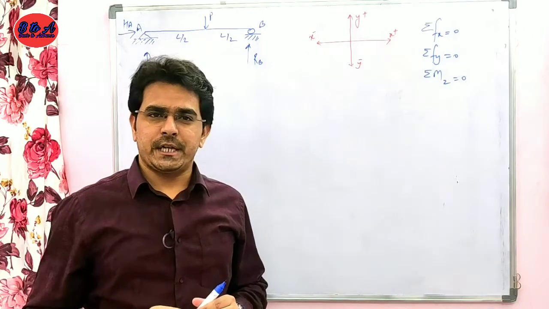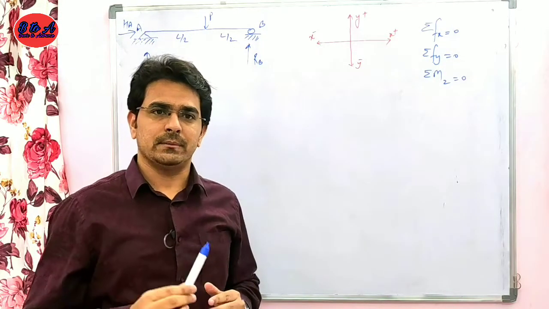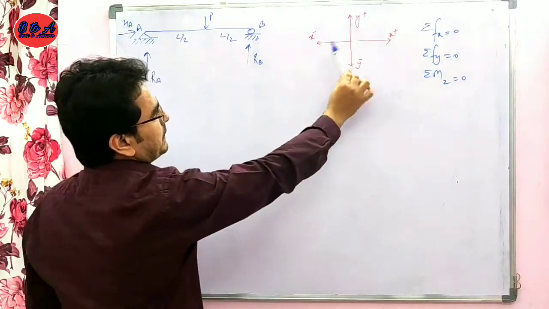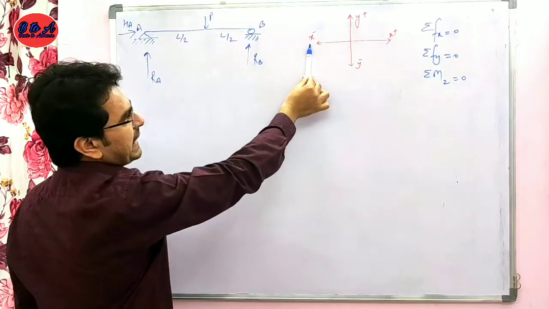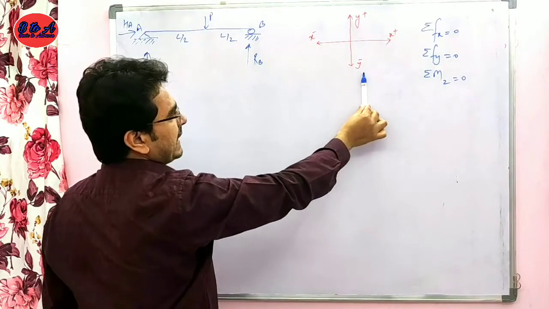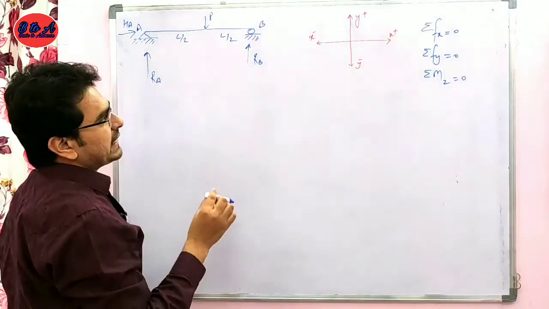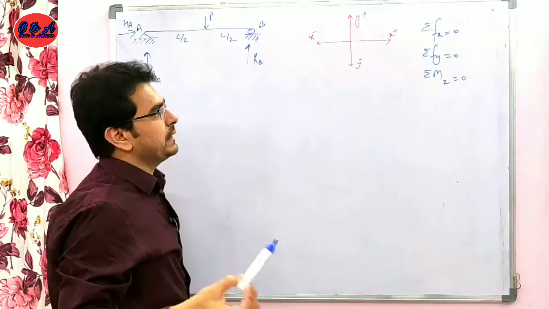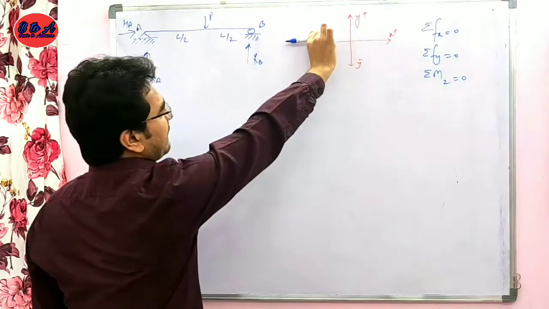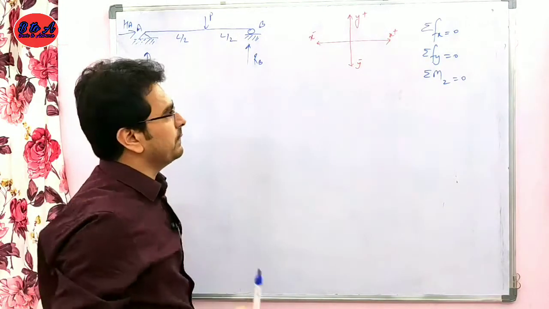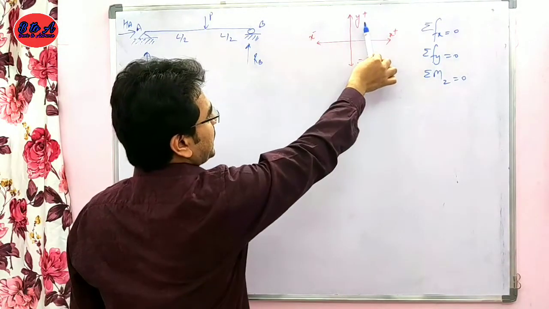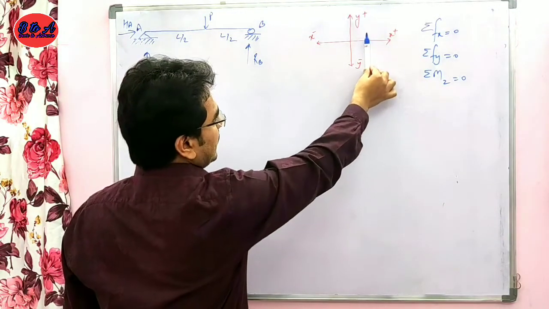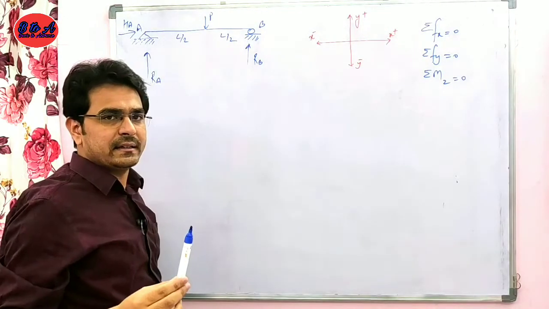Let's understand what our sign conventions are going to be for the calculation of these reactions. To understand that, I have drawn this, that is the point, this represents the positive x direction, negative x direction, positive y direction, negative y direction. So if the reaction is acting in the positive x direction, then I will take it as positive. If the reaction is acting in the negative x direction, then I will take it as negative. If the reaction is acting in the positive y direction, then I will take it as positive. If the reaction is acting in the negative y direction, then I will take it as negative.